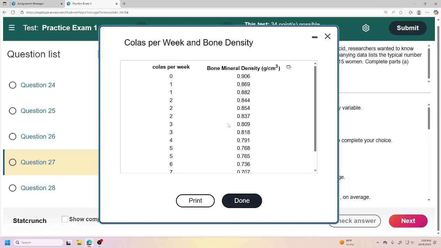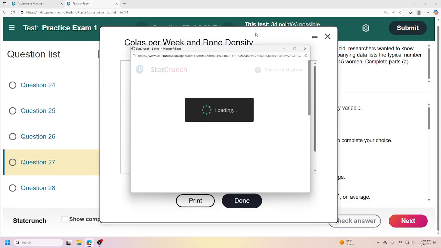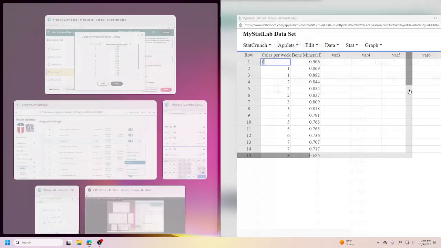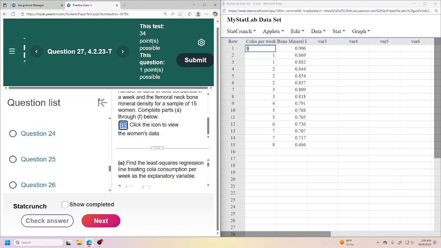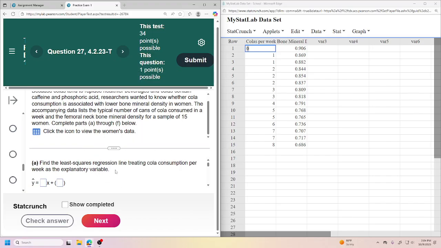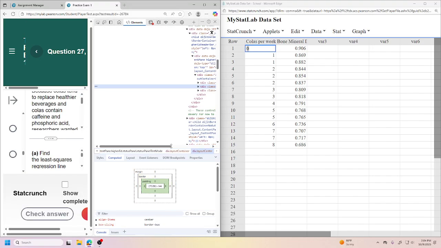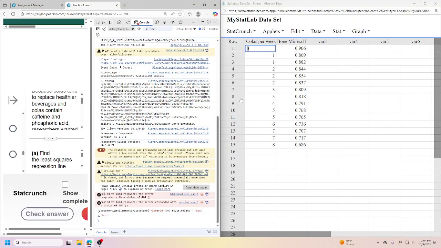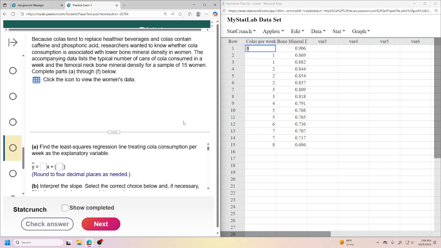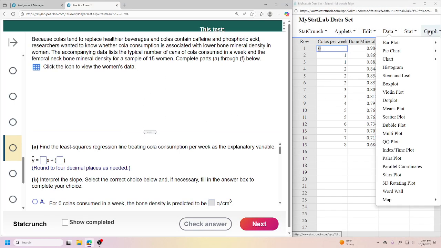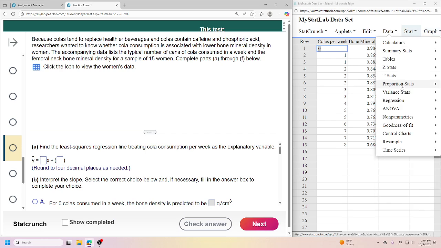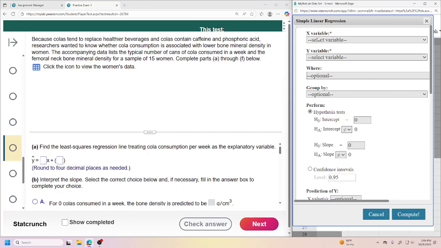Okay. So here it says find the line. StatCrunch. Let's see what we got here. Give me a second to fix this thing here. You're seeing all my code. Okay, good. So they want the regression line. Stat, regression, simple linear. Just like always.